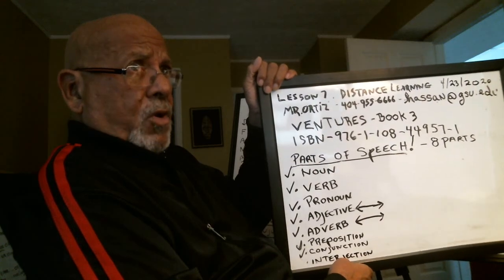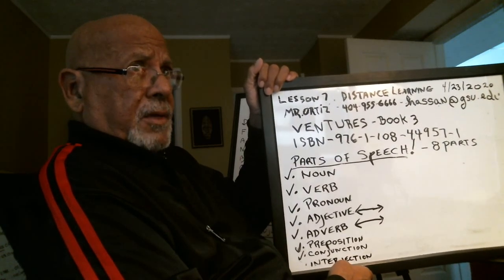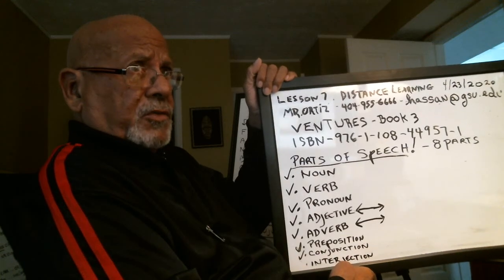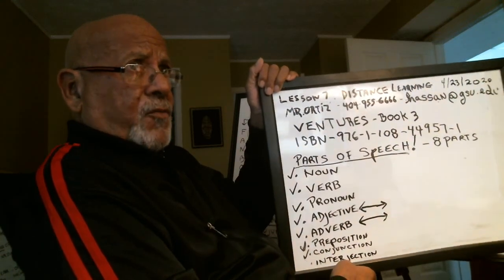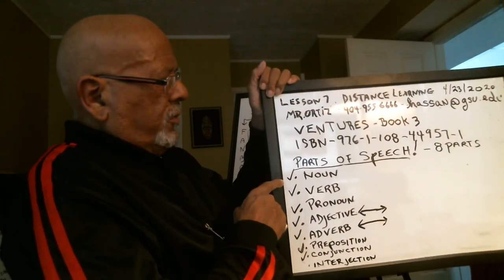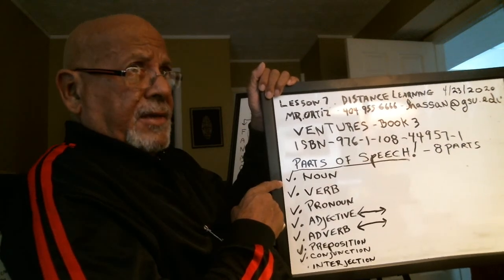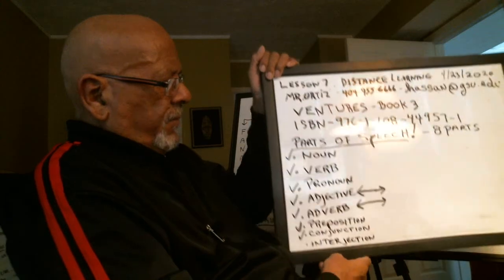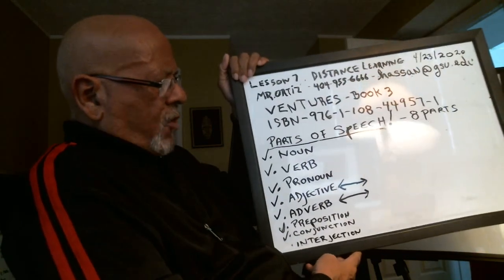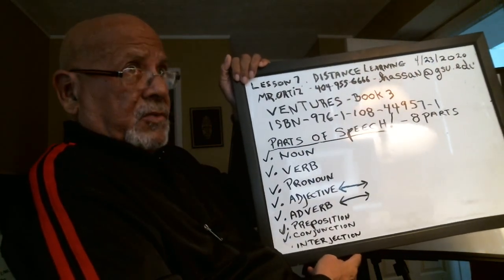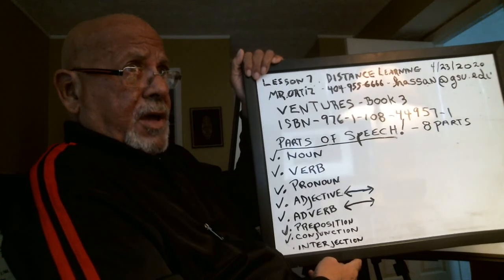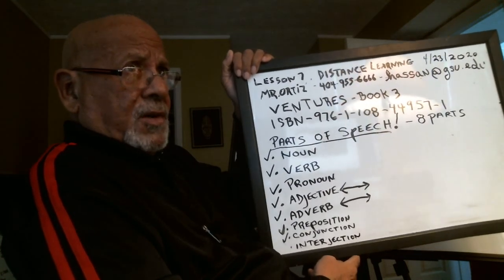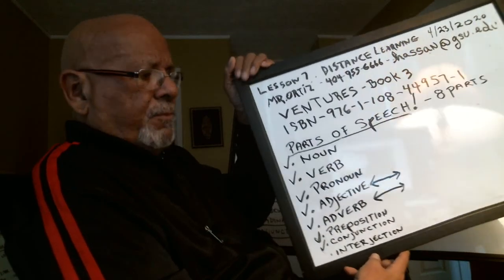Right now, we're not working from the book because we're reviewing the 8 parts of speech. So far, we have learned how to identify nouns, verbs, pronouns, adjectives, adverbs, prepositions, and we're going to work on conjunctions today and the interjections. So we're going to finish all 8 parts of speech.